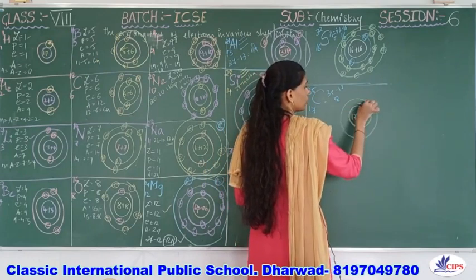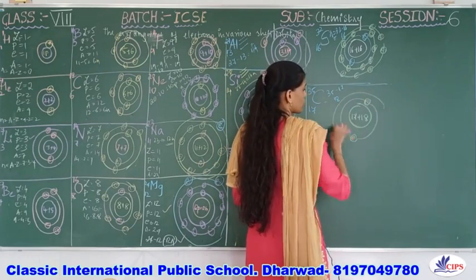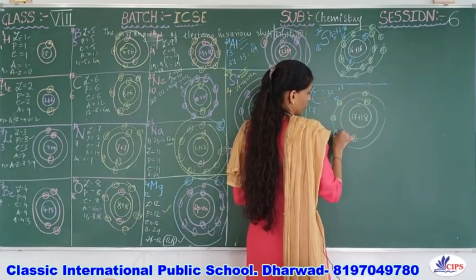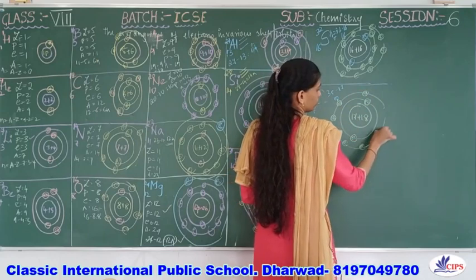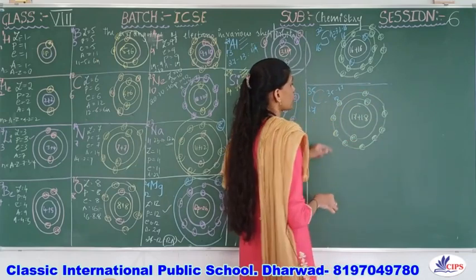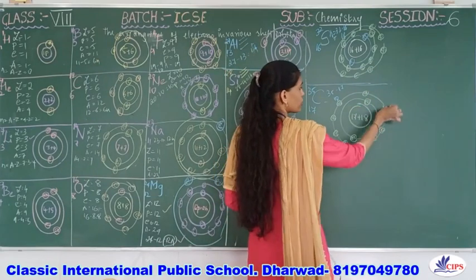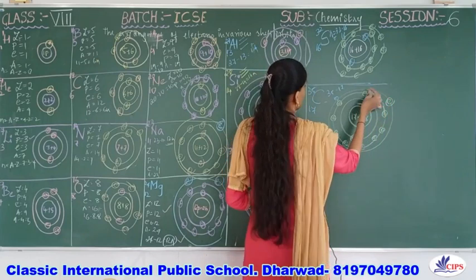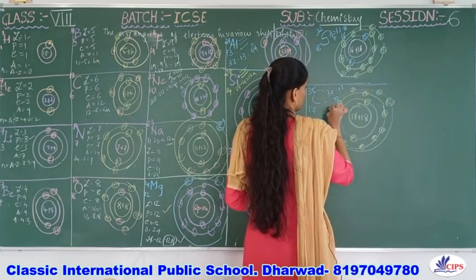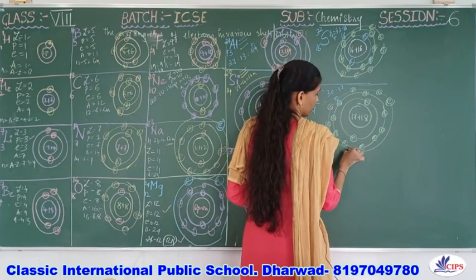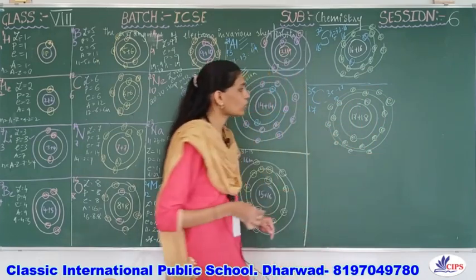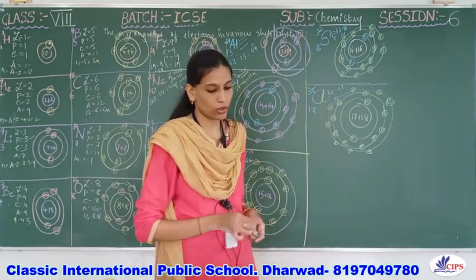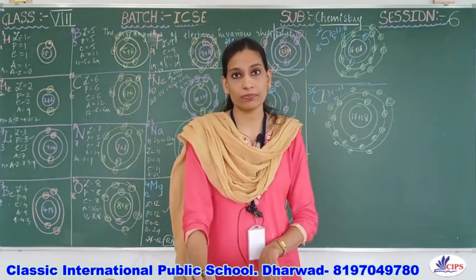K shell 2 electrons. L shell 8 electrons. And M shell, how many electrons? 7 electrons. Okay. Chlorine, symbol Cl. After chlorine comes argon.